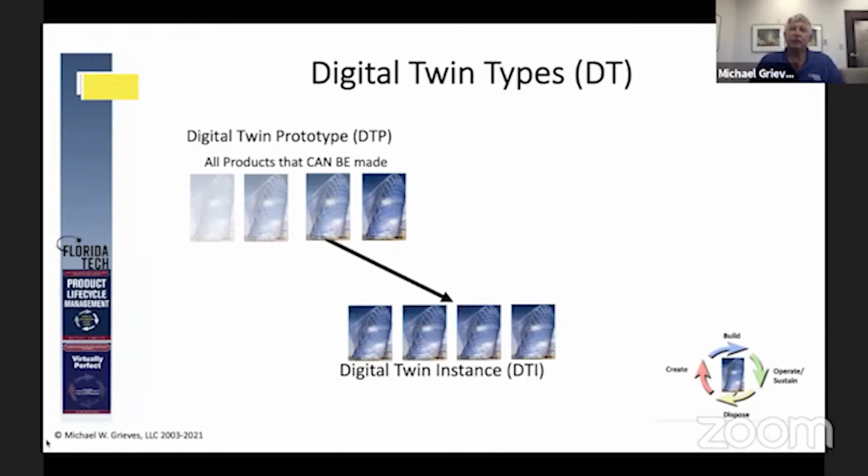We then move into what I call the digital twin instance. And this is actually: what did we build? These are all the products that are made. And our focus here is that we now want to have a digital twin. In the digital twin prototypical view, we can use virtual reality to walk through buildings that we have never built, that really don't exist.